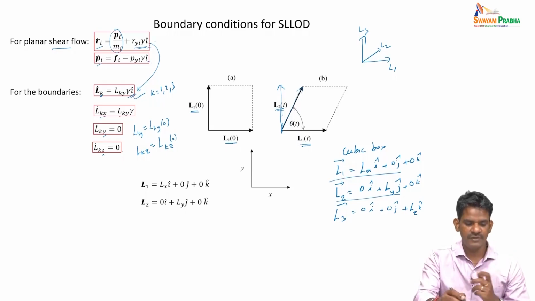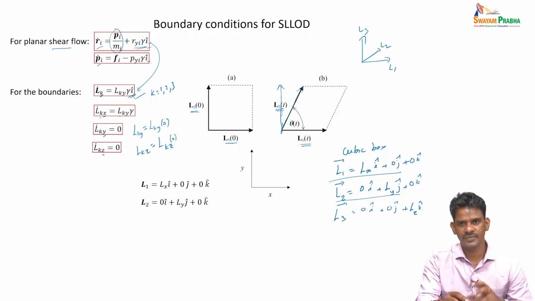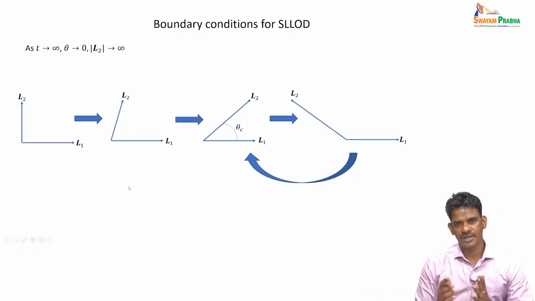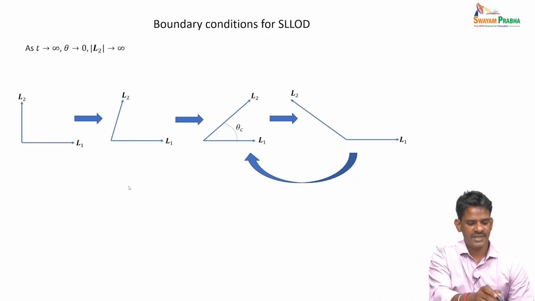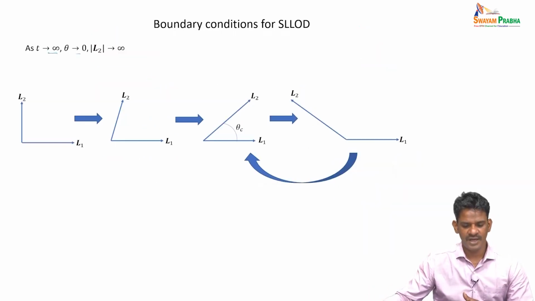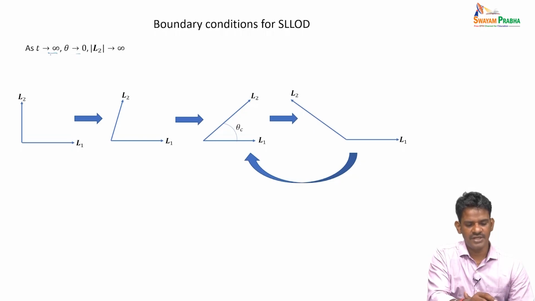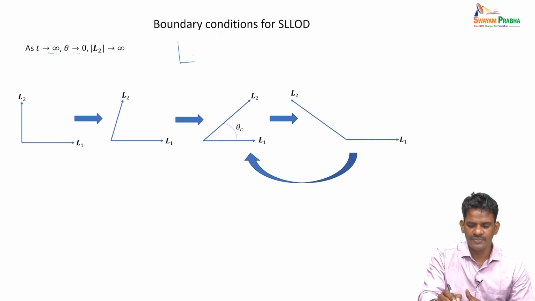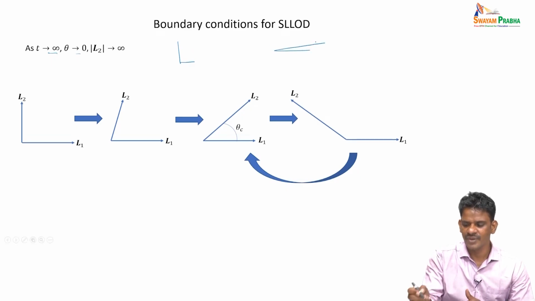So apart from solving the particle positions using Hamiltonian mechanics, we also simultaneously solve how the box length is changing with respect to time. If you continue this as a function of time, as t goes to infinity, the theta, defined here as the angle between L1 and L2, will keep diminishing. In the limit t going to infinity, theta will tend to 0 and L2 will go to infinity. This will make the box go from this to something very skewed.